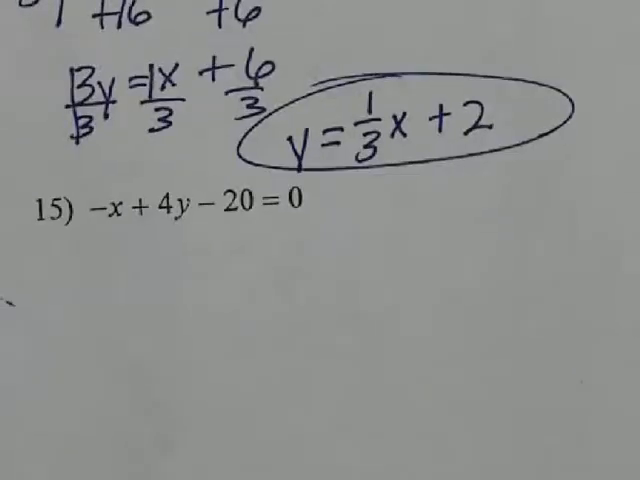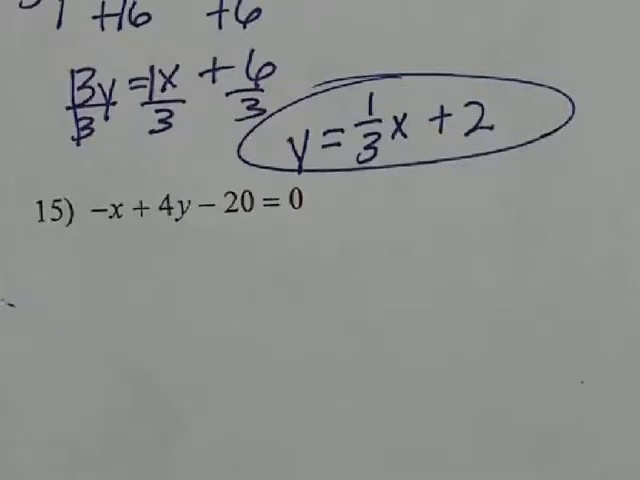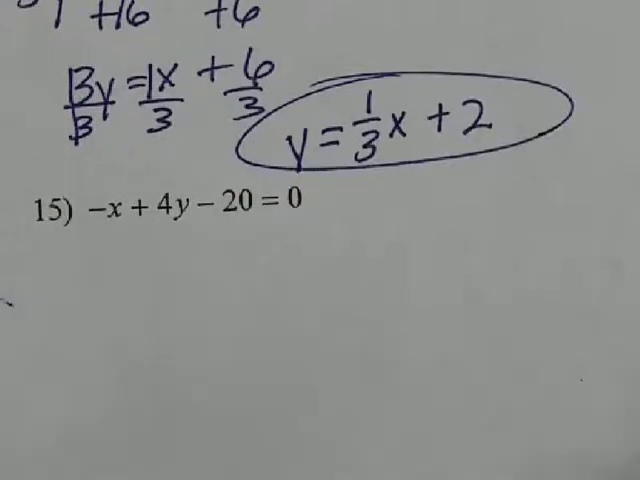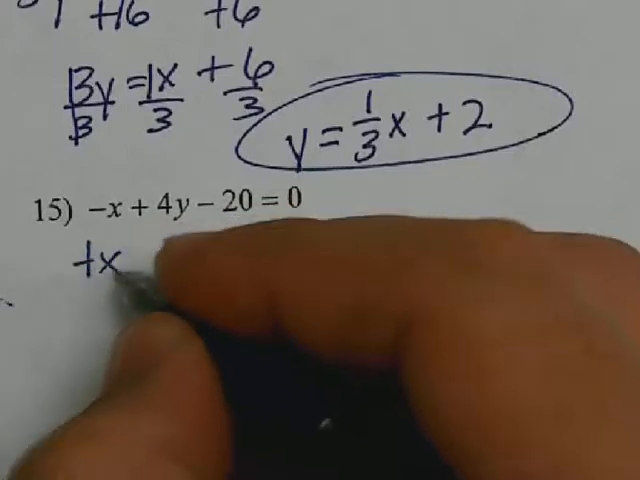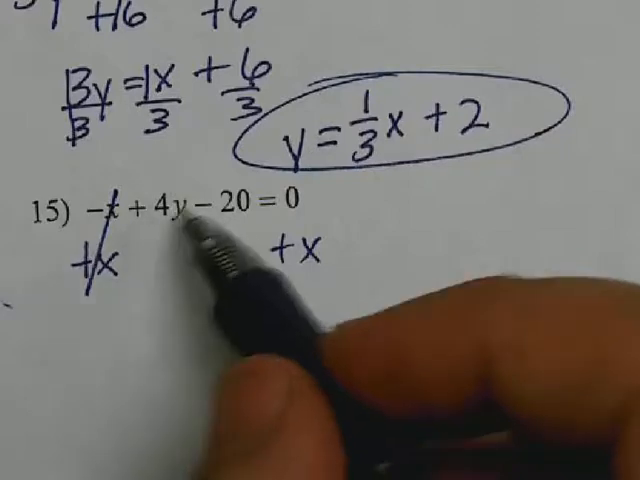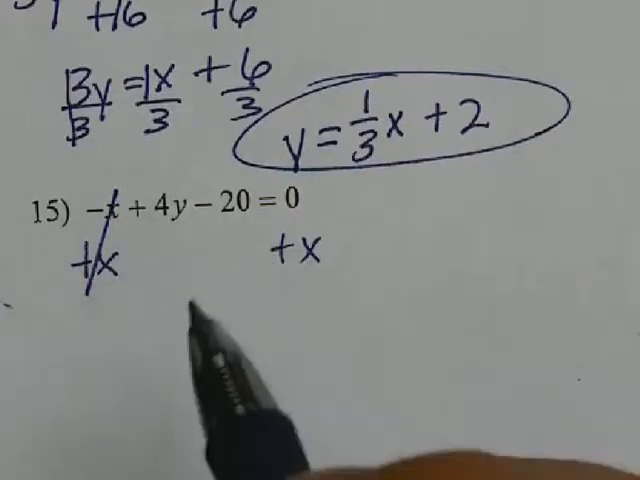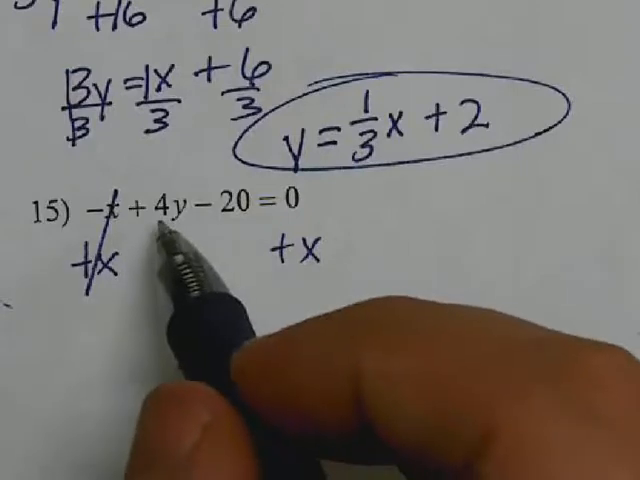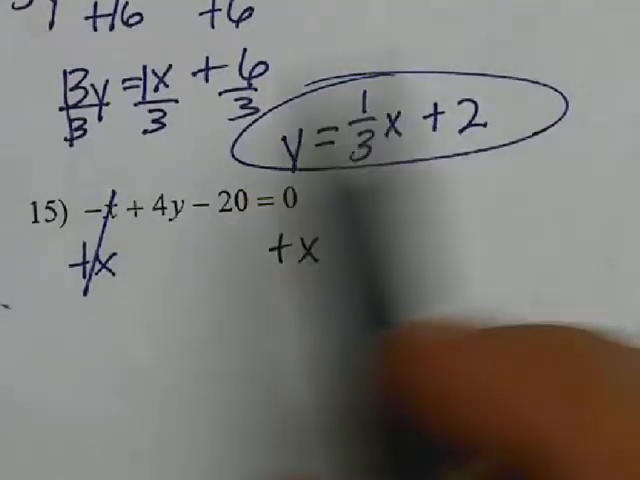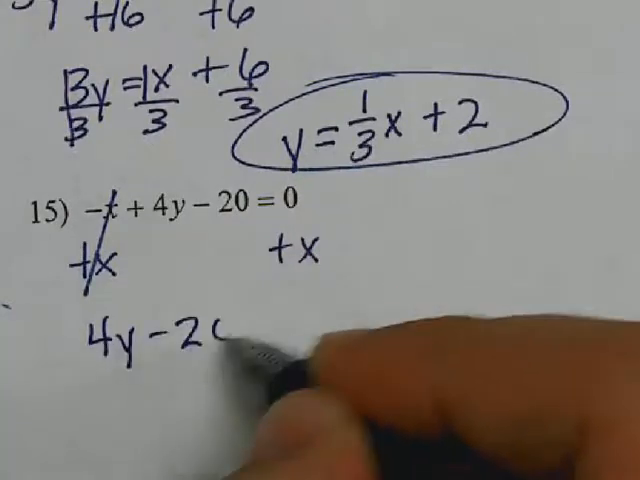Okay, looking at number 15, just skipping down to number 15. Negative x plus 4y minus 20 equals 0. So if you're looking at that, notice y is on the left side, so move everything else away from it. So I'm going to start by moving the x, so add x to both sides. Again, I'm trying to isolate that y, and I don't divide. Don't jump on this bandwagon of trying to divide everything by 4. You only divide when you're left with a coefficient and y. Never divide any other time. Okay? So add x. It cancels on this side, leaving me with 4y minus 20 equals x.